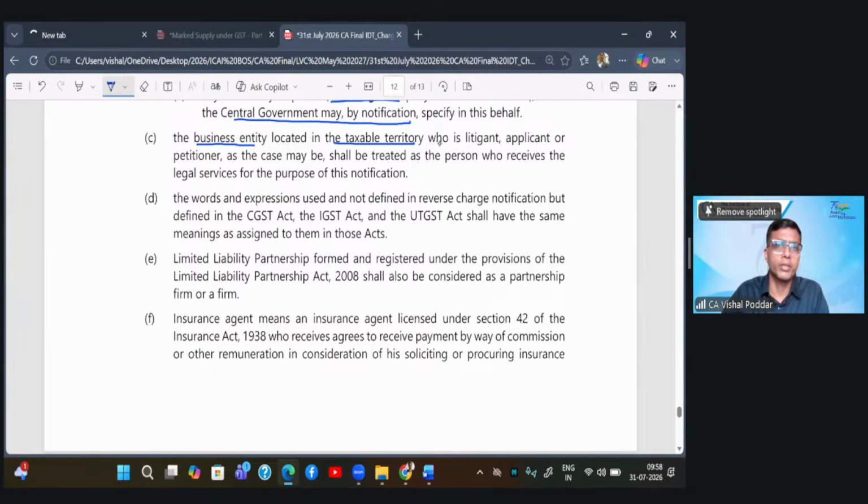Now, this is for the lawyer service. The litigant, applicant, or petitioner, as the case may be, shall be treated as the person who receives the legal service for the purpose of this notification. So again, for the lawyer service, if your business entity is located in India, then that business entity will be treated as the recipient and RCM will apply.